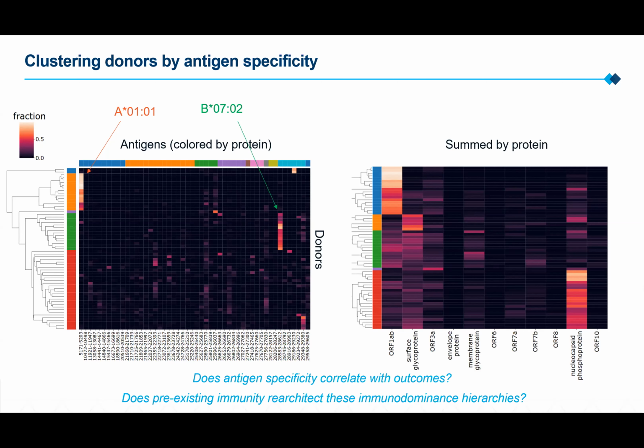Another question is whether pre-existing immunity will actually re-architect these immunodominance hierarchies. And we don't really have the data to poke at this yet, but I think this will be a really critical question as vaccine study data, for example, starts becoming available. If you say, induce a response only against spike, this one protein, will you actually reorient the immune responses of these A0101 individuals that would otherwise predominantly target ORF1AB? Those will be interesting questions. Of course, the other way you can get pre-existing immunity is through cross-reactivity to endemic coronaviruses.